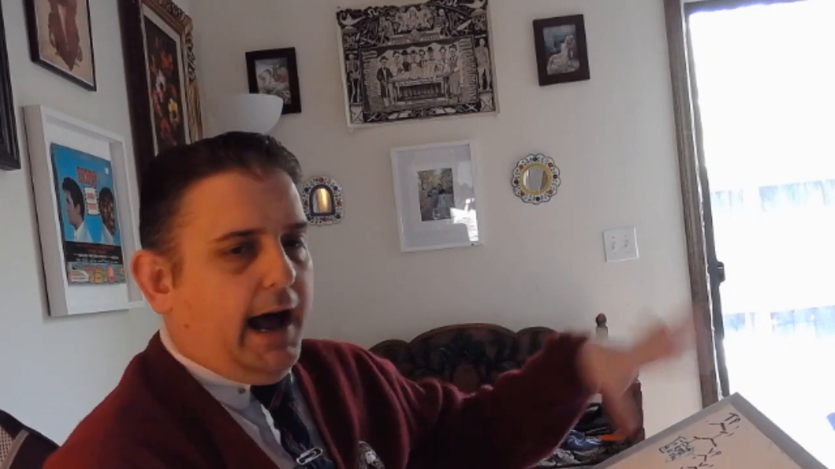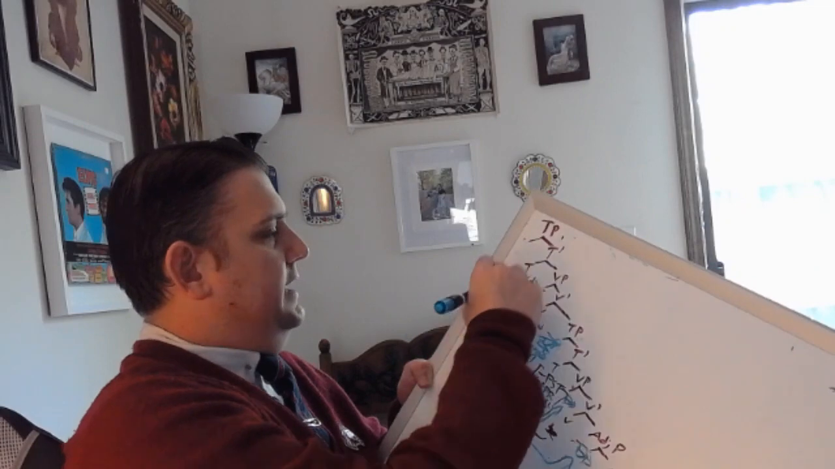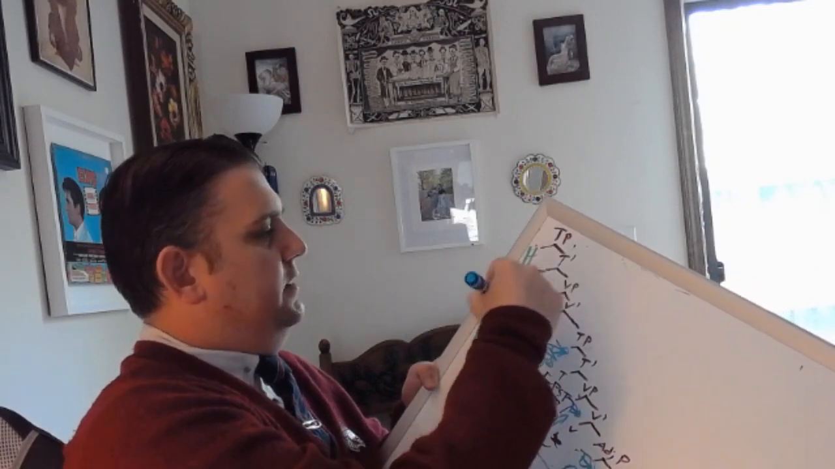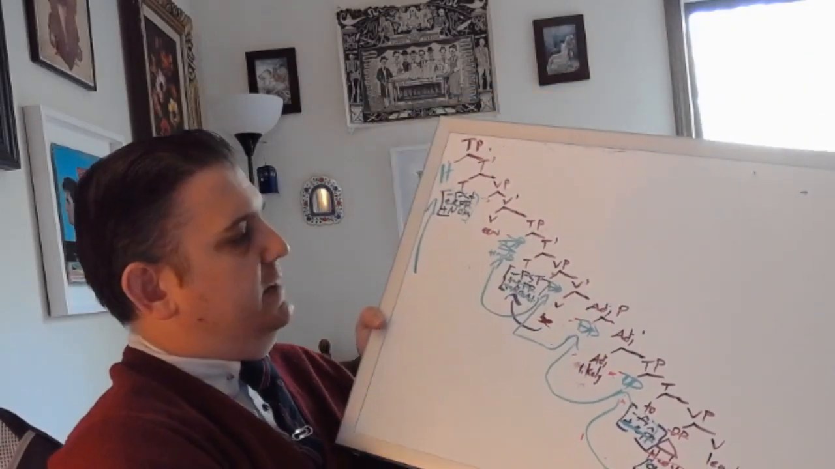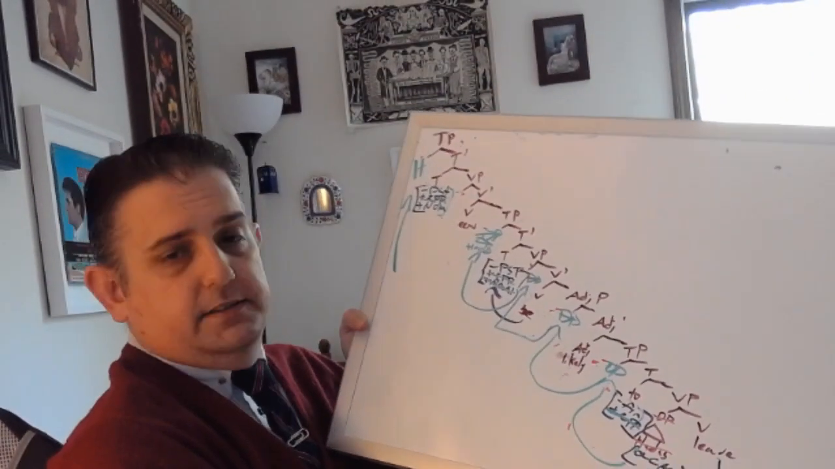DPs are selfish movers. Even though this TP up here still has an EPP feature that needs to be satisfied, Hadass is not going to move any further because the case has been satisfied, no further movement. So here is where we're going to get it inserted, and that's going to check the EPP feature up high. So it seems Hadass is likely to leave.